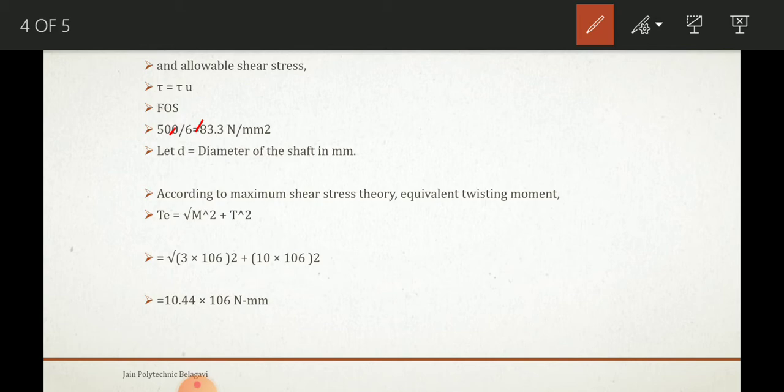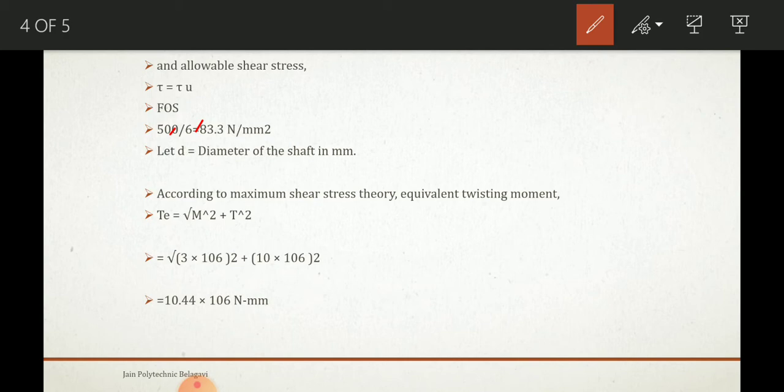Let D be the diameter in mm. So at the end of the problem we have to calculate the diameter. Now before that, this is the case of the combined loading, that is moment as well as the torque, correct? So you have to find out the equivalent twisting moment in the torque.